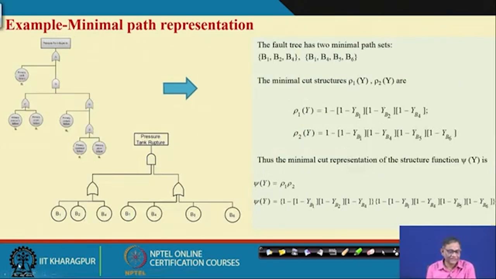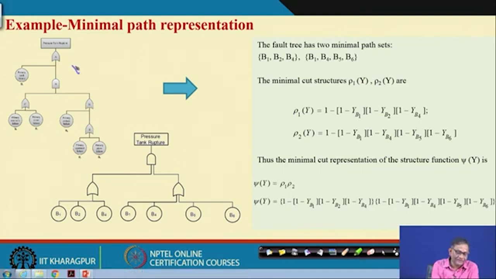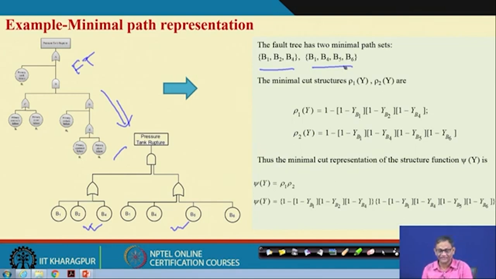Here is another one, pressure tank rupture. This is the original fault tree, and this is our path representation. How many? Only two paths. But in the cut set representation you saw there are so many cut sets. Here, in path sets, there are two paths. So, two structure functions for the two OR gates. Then the final structure function, which is the multiplication, and you get this equation.